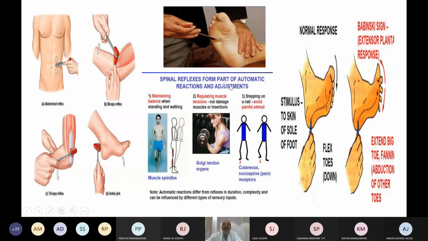Spinal reflexes form a part of automatic reactions and adjustments. They are helpful for the maintenance of balance while standing and walking, and for regulating muscle tension, to avoid damage to the muscles or the insertion, through the Golgi tendon. And when you step on a nail, avoiding the painful stimulus, you are going to have the withdrawal, that is the withdrawal reflex.